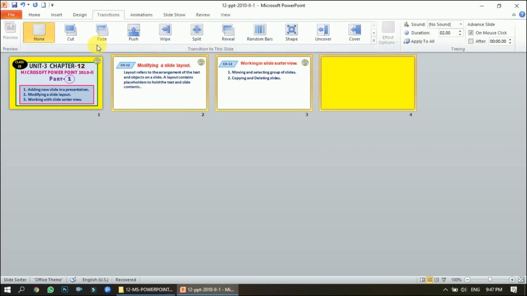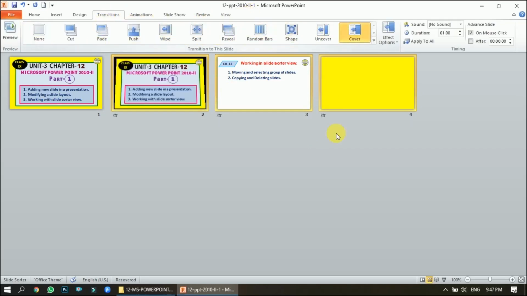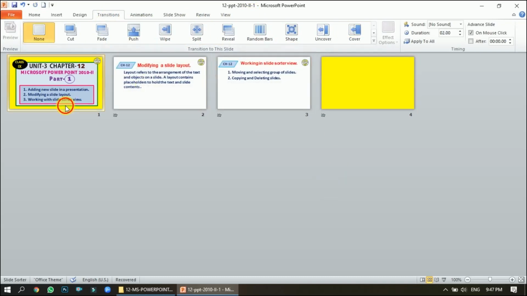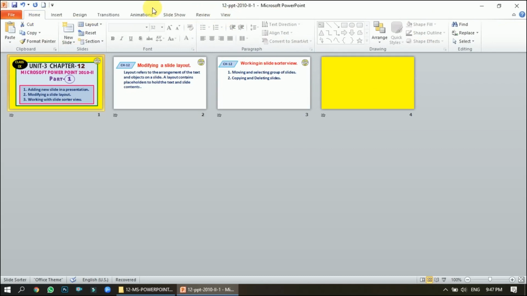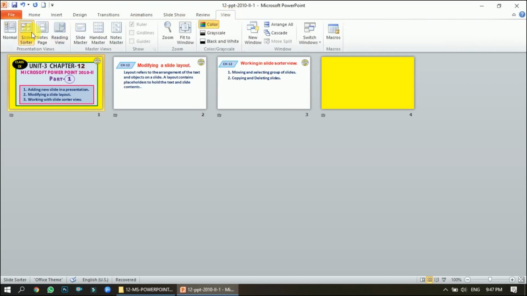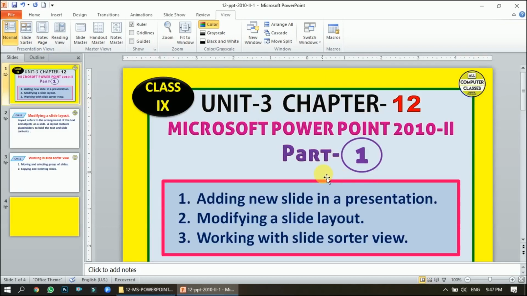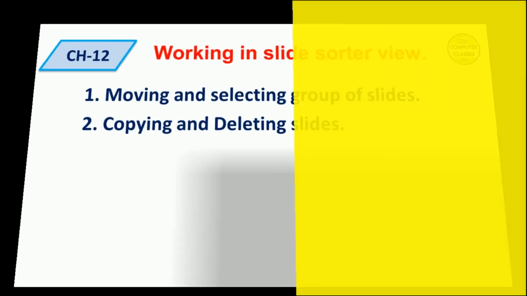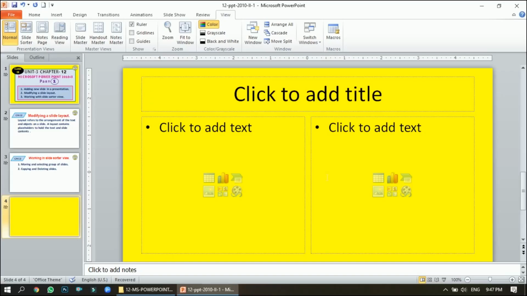Now let's see how I can apply the transition. My first slide was not selected, right? So let's go to the View tab and Normal view. Now let's start the presentation, right? So this is how we can work in slide sorter view.